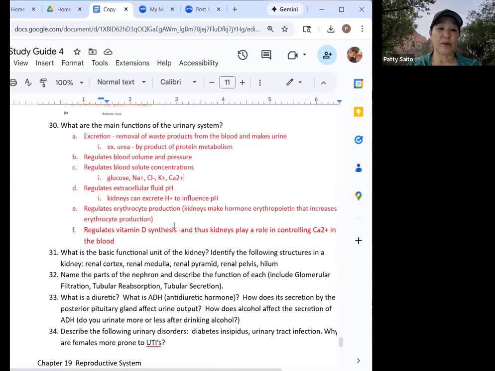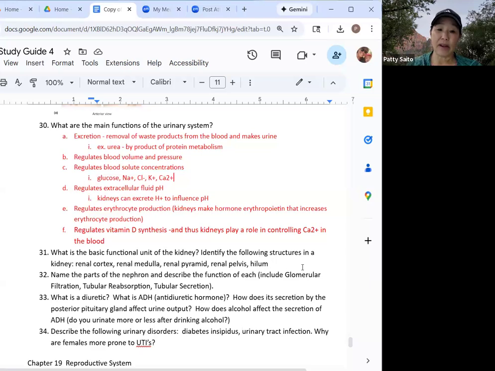Regulates erythrocyte production. Erythrocytes, remember, are red blood cells. And the kidney makes a hormone called erythropoietin. Erythropoietin is the hormone that stimulates the production of red blood cells. And we talked a little bit about that when we talked about blood doping and red blood cells. All right. And regulates vitamin D synthesis, controlling, and then vitamin D is important in calcium absorption.